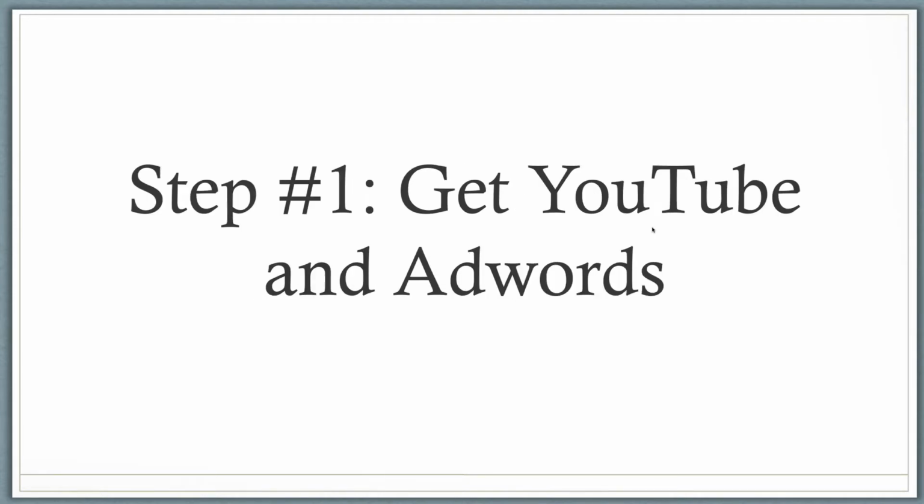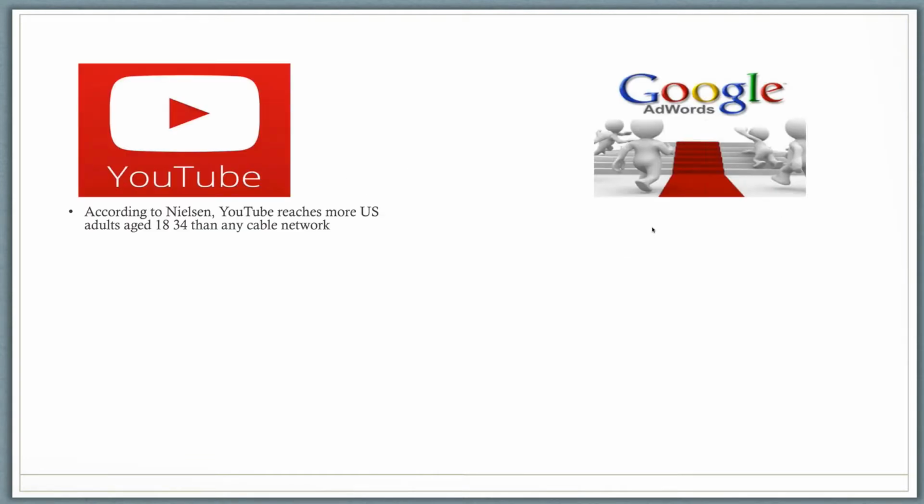So step number one is get YouTube and AdWords. Now, it sounds pretty simple, right? Well, YouTube, basically, tons of search traffic. It actually reaches more adults in the US that are aged 18 to 34 than any cable network. And we all know how expensive cable advertising is. It's very expensive to run television commercials. It's definitely not as cheap as YouTube. And the engagement, you don't even know if somebody, a lot of people TiVo that and skip it, right?